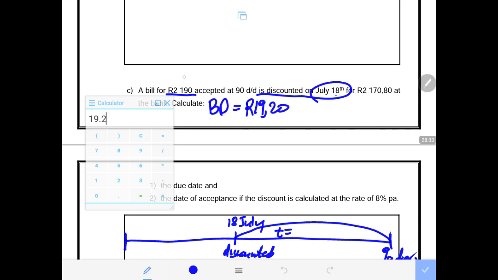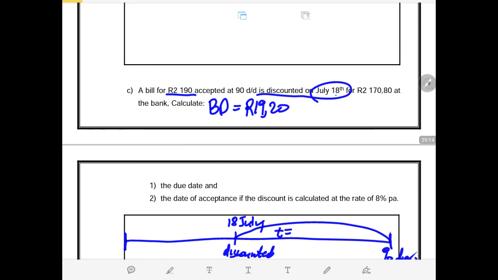Remember again, the banker's discount still does have a formula that says face value times the rate times T. But when we are given the face value of the bill and the cash value of the bill, then the difference between the two is still the banker's discount. So hence I'm taking the very easy shortcut now, because we have the face value of the bill and we have the cash value of the bill. The amount that was received when the bill was discounted was 2,170 rand 80 cents.